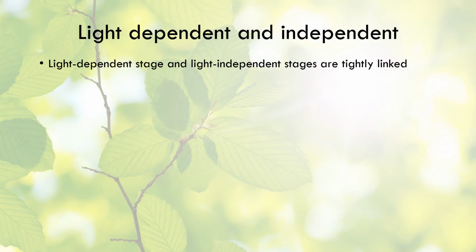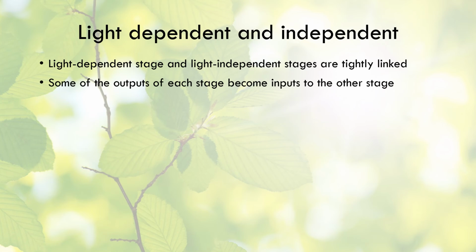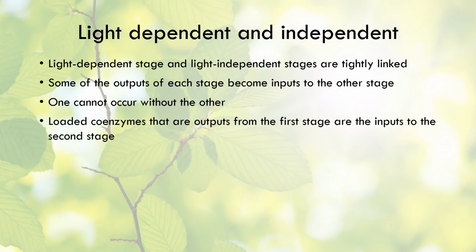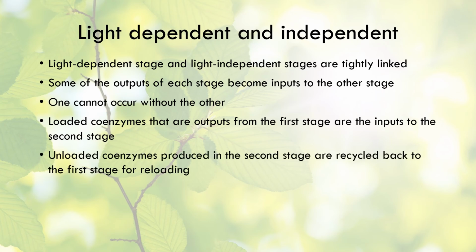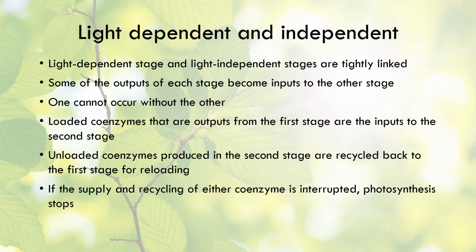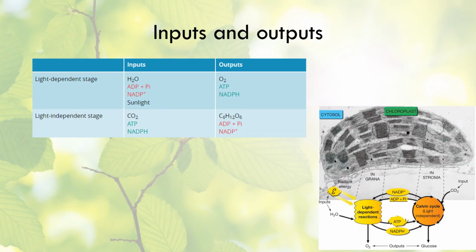All right, our light-dependent and light-independent stages, as you've now gathered, are very tightly linked. Some of the outputs from each stage have to become the inputs for the next stage. And as I've pointed out, one cannot occur without the other. Loaded coenzymes that are outputs from the first stage are the inputs to the second stage. They are then unloaded by using that energy, and from the second stage are recycled back into the first stage to be reloaded. If the supply and the recycling of either coenzyme is interrupted, photosynthesis will stop. So it's a highly regulated, very crucial process.